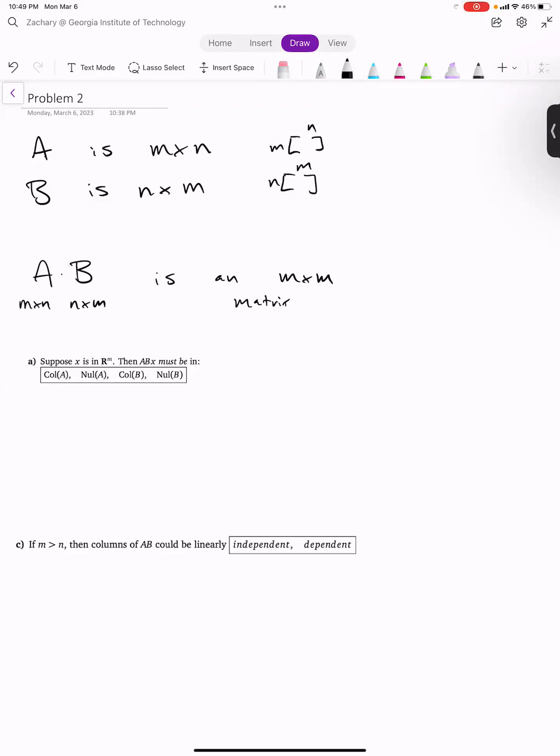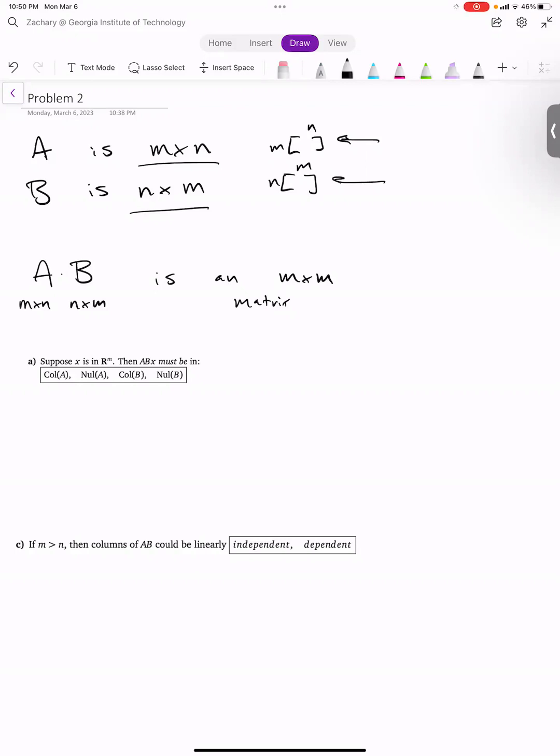I got this question from the second question of the last worksheet, which was about March 3rd, I think. I'm going to go over it here. The problem says A is an M by N matrix and B is an N by M matrix. I've drawn those off to the side, just the general shape of the two.